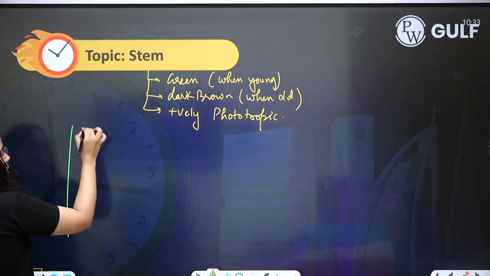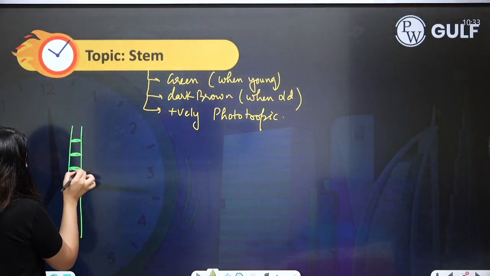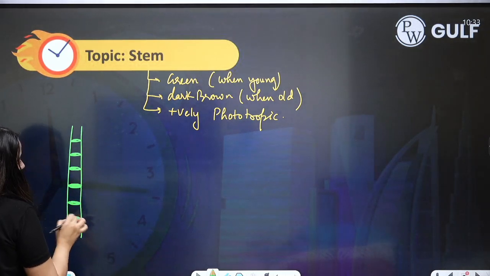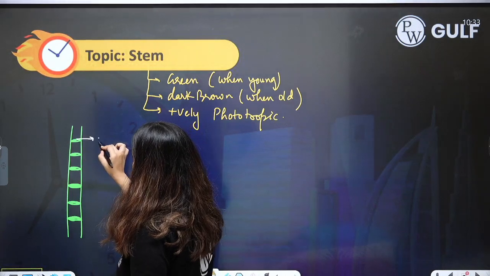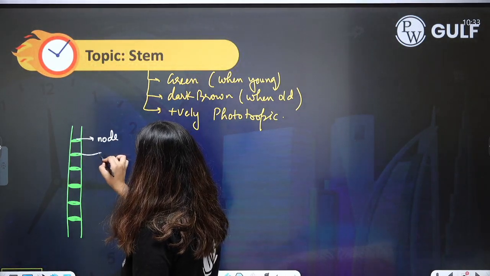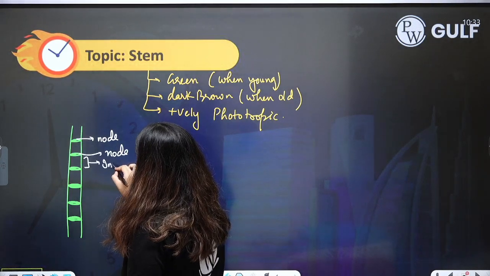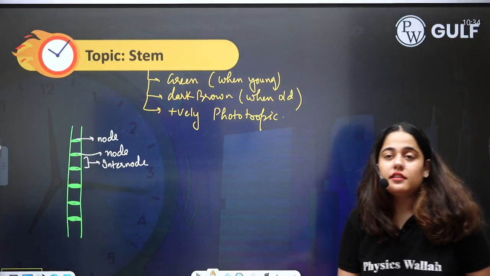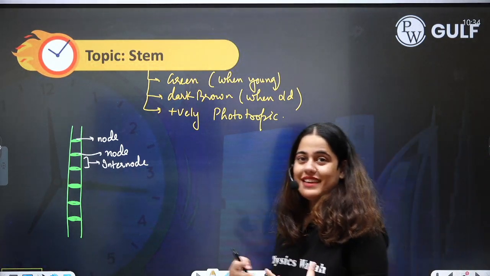Stem has node and internode. Node is the part from which branch or leaf arises. So stem has node, and the part between two nodes is internode. Right, so there are two parts in stem, node and internode, and from node branches and leaves arise.